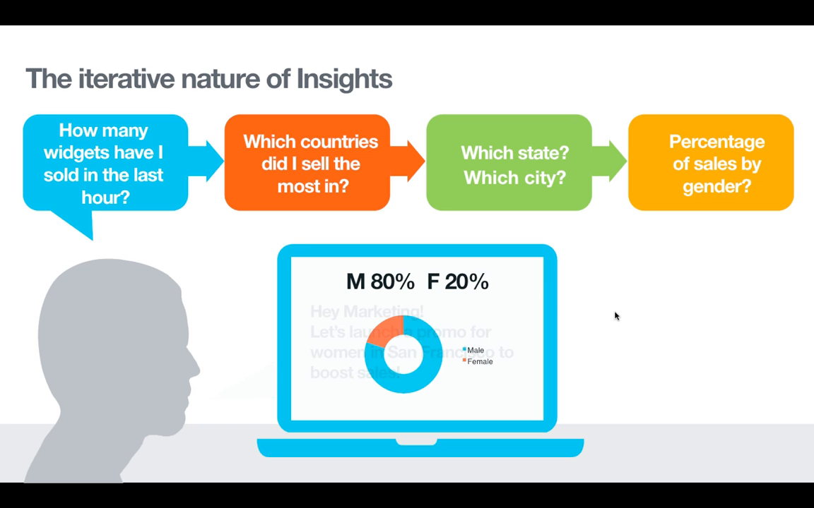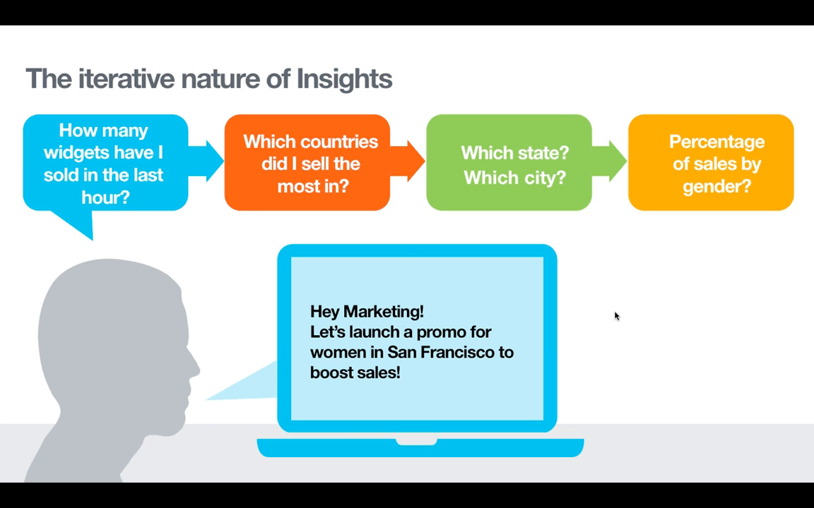And as a marketer, I want to be able to leverage that information to take action immediately. And so by being able to drill down from just a very high level question of how many products sold to exactly the demographic information about who's buying or not buying your product allows you to take immediate action to improve your business or your application. And so in this case, the marketing team may want to launch a promotion focused on women in San Francisco to boost sales.